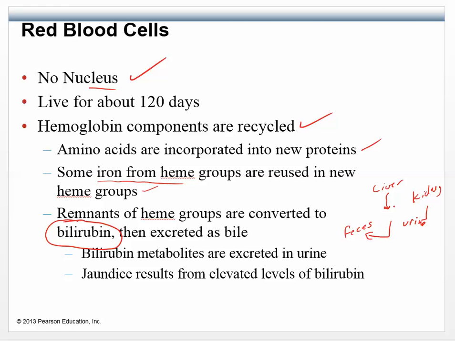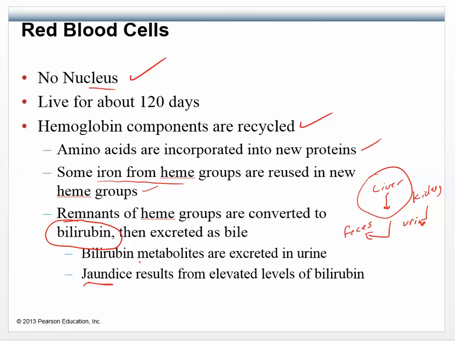Now, because most of it's processed by the liver, if your liver isn't functioning, then this bilirubin, which has a yellowish color, without being broken down, will cause yellowing of your skin or in your eyes. You'll start to see yellowing, and we call this jaundice.